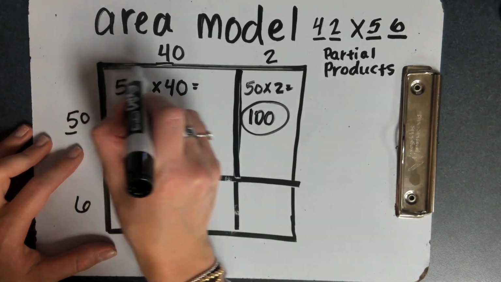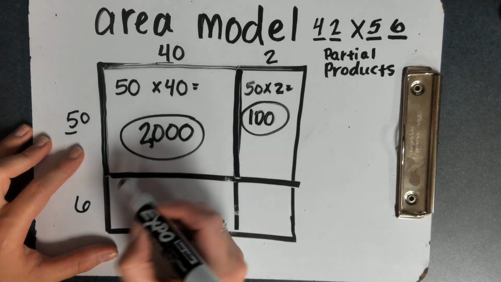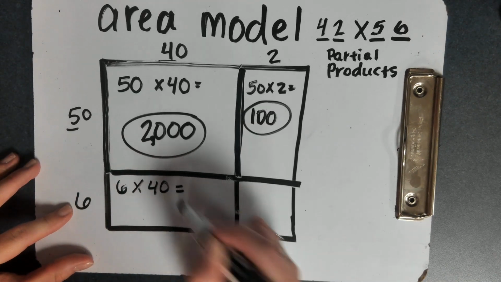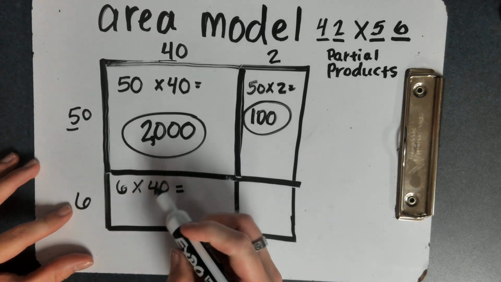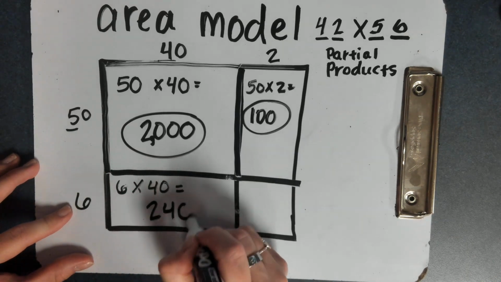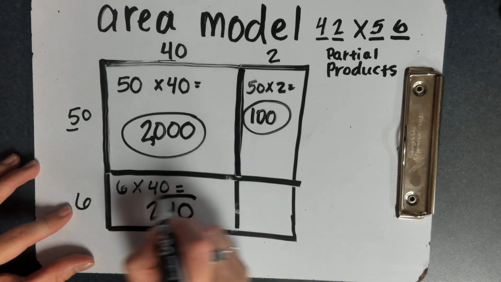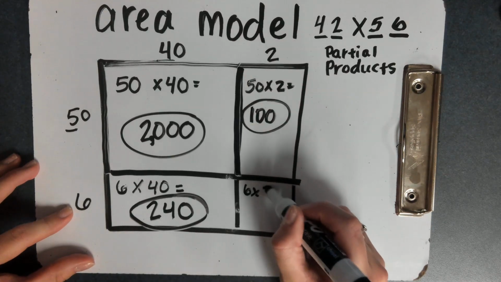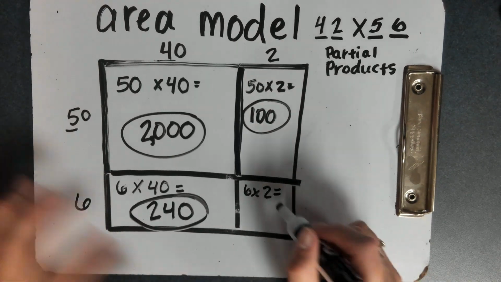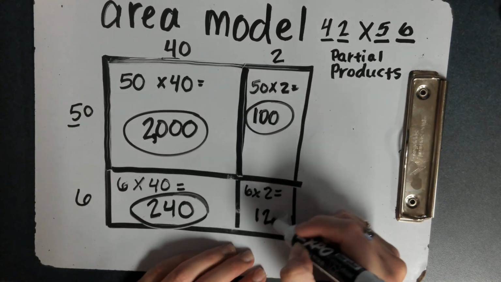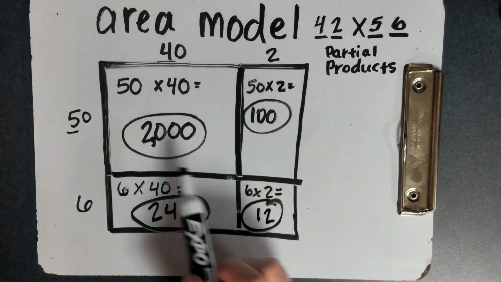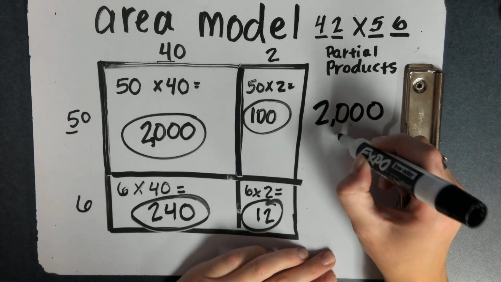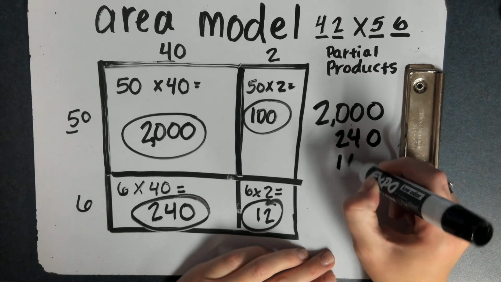Now, this length here was that 40, so this is 40. And now we have that 6 times 40. I know that 6 times 4 is 24, and I just add my 0. And then my last one is going to be that 6 times 2, and that should be a math fact. This bottom right corner should always be a math fact. Now, I'm going to take my 4 partial products, and I'm going to add them together, and that's going to give me my total answer.